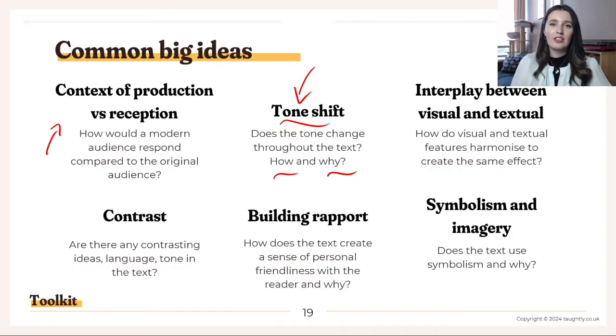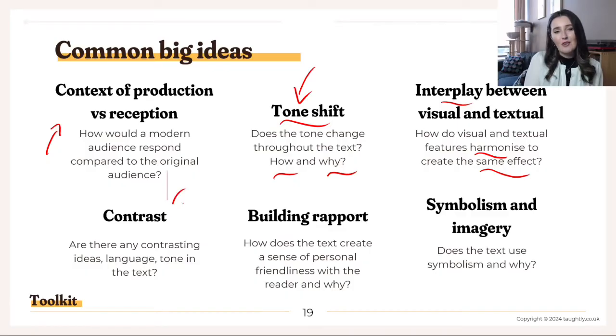Very often for paper one, you will have both visual and textual elements in your text. So you might have a blog that also has a photograph, for example. So you could have a paragraph thinking about the interplay between the visual and textual elements in your text. Thinking about how do those features come together and harmonise to create the same effect or even contrasting effects. Up next, you could also have a paragraph about contrast more generally. So are there any contrasting ideas, languages or tone in the text? For example, this past paper that we're looking at right now has got very contrasting expectations for girls versus boys. So that will be a good focus for one paragraph in our essay.